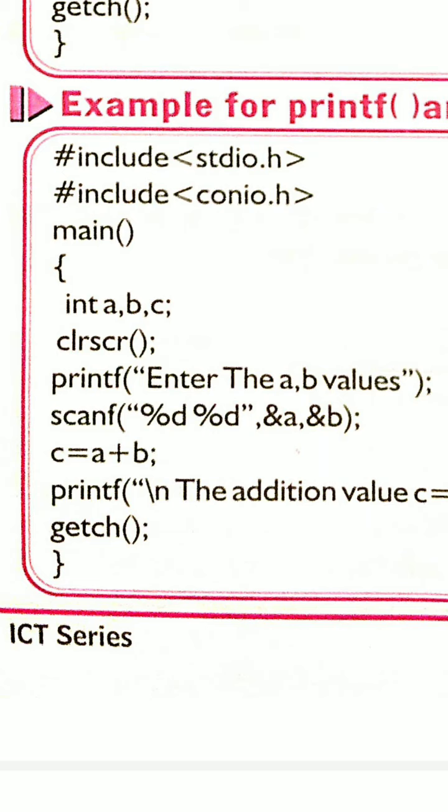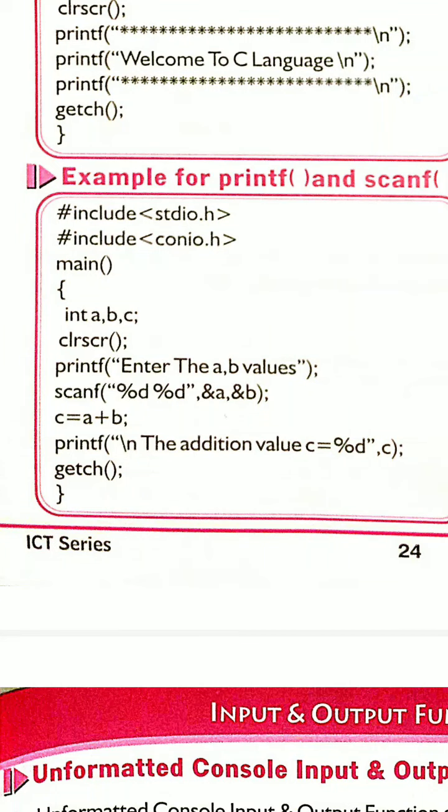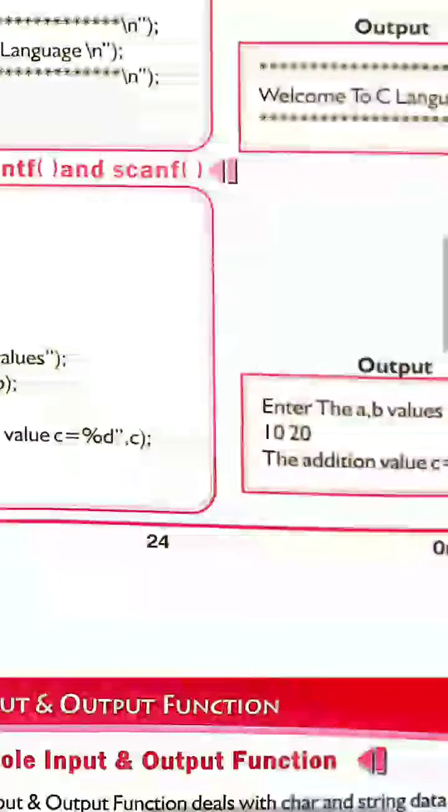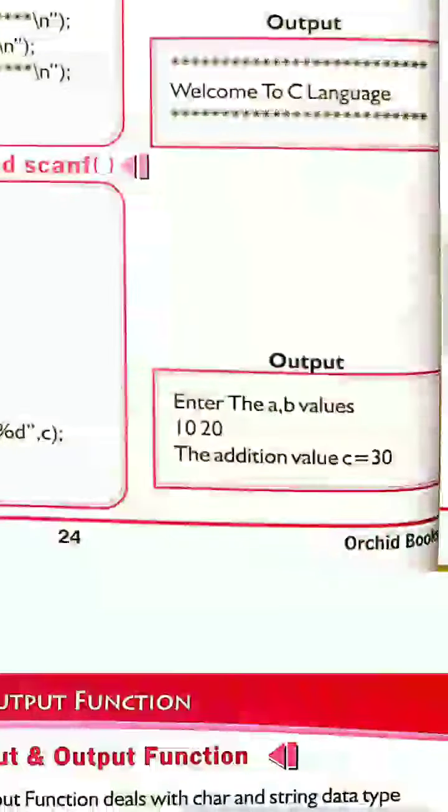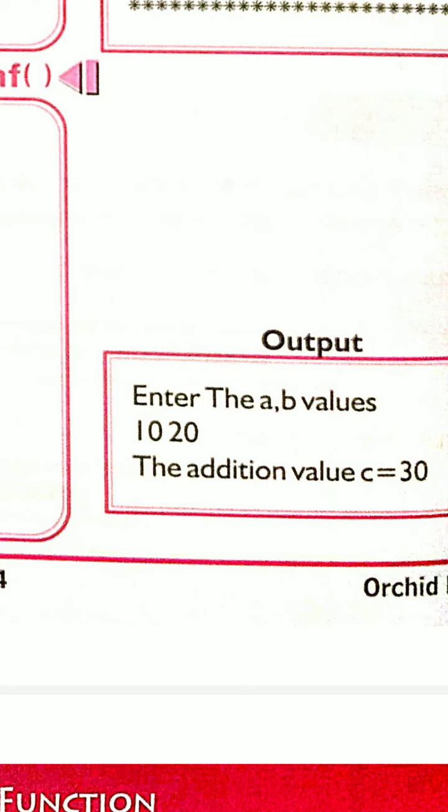The next statement is getch. This getch will hold the screen so you can see the result. So here is the output. You can see: enter the a, b value. You should not give a comma, just 10 space 20. If you don't give that space, it will consider it as a single number like 1020, which will be difficult to understand. So 10 means a separate value and 20 means a separate value, and these two values are separated by a space.